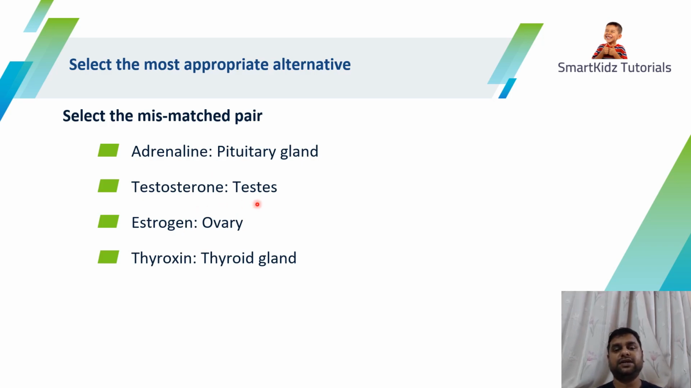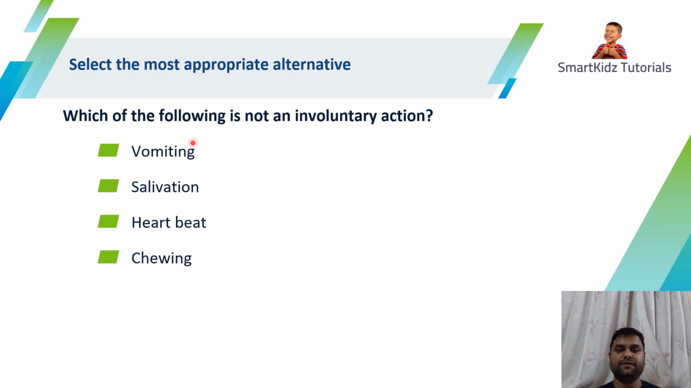Testosterone is secreted by the testis, estrogen is secreted by the ovary, thyroxine is controlled by the thyroxine gland. There you go. Next, which of the following is not an involuntary action?